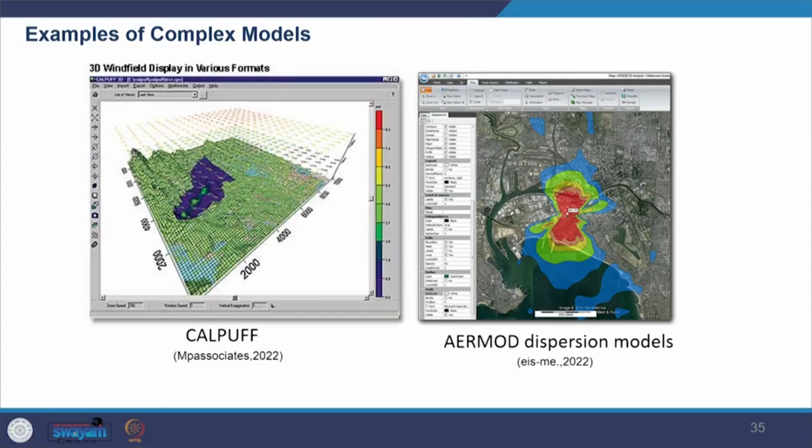However, it is suggested that, irrespective of the result being minimal and below the standard, if there is a major development, then you should go for a complex model. Examples of complex models include EPA's CALPUFF and AERMOD dispersion models, and then you also see another model from the UK, ADMS dispersion modeling, which is available.